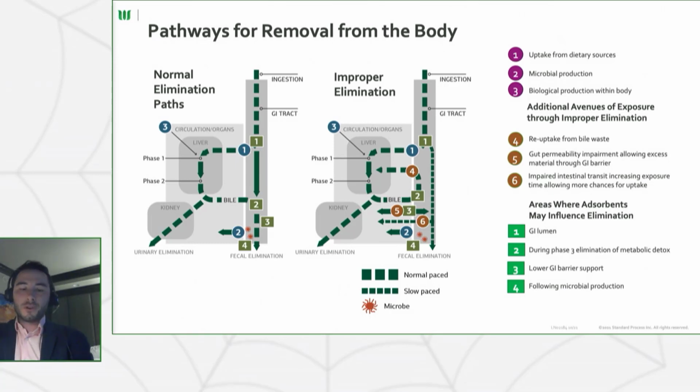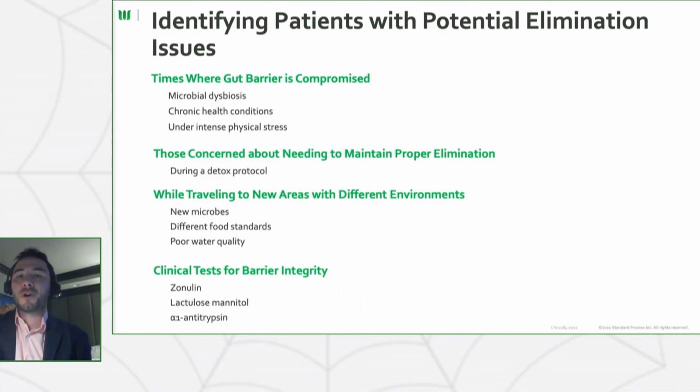In identifying patients for this, you can ultimately look at times when you think that those patients are going to be getting additional exposure. So are they going to a new environment? Are they going to have hyperpermeability? You can test this clinically with a few of those, as well as a lactulose mannitol test that we were talking about, but also just if they have any of those chronic health conditions.